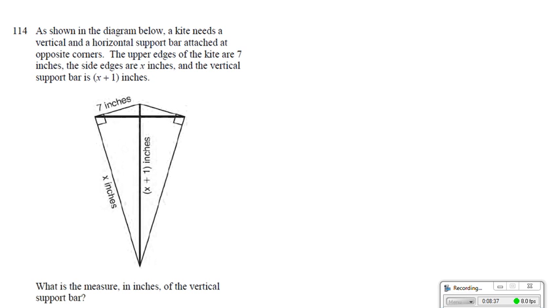All right, number 14 here. Vertical support bar. So I'm thinking we are looking at something like this. In order for us to see this one, 7 squared plus x squared must be equal to x plus 1 squared.